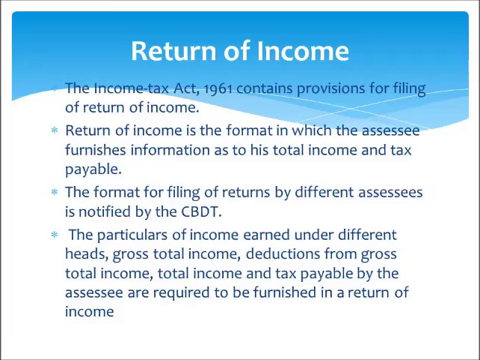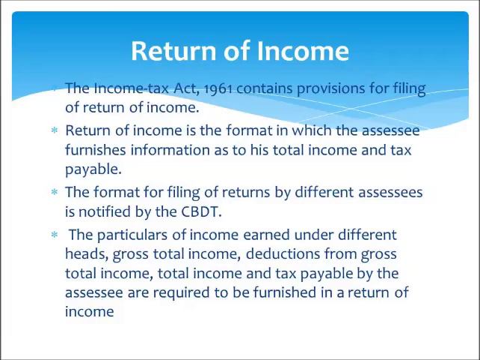The particulars of income earned under different heads, gross total income, deductions from gross total income, total income, and tax payable by the assessee are required to be furnished in a return of income. So, what are the things which are required to be shown in a return of income? Number 1, particulars of income under different heads: salaries, PGBP, capital gains, other sources, house property, all types of income earned. The particulars of each head's income need to be given in a return of income. We have to provide the details of each head of income.